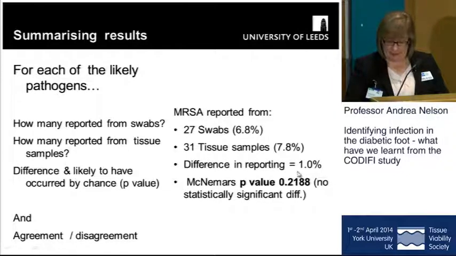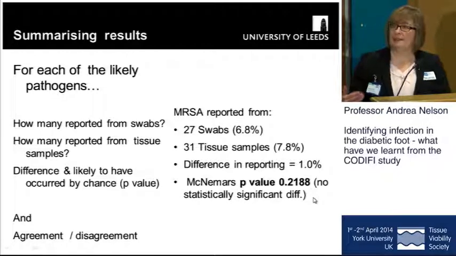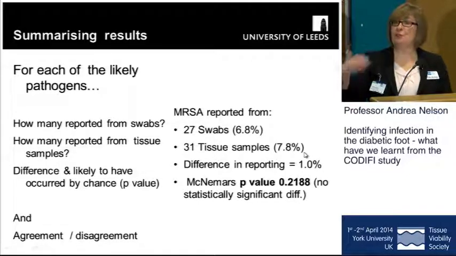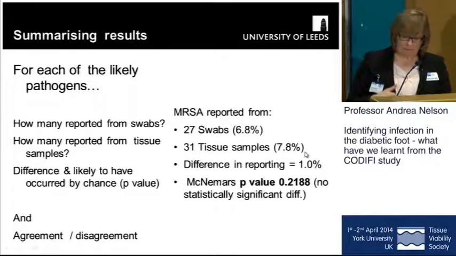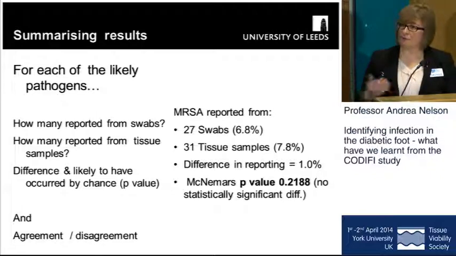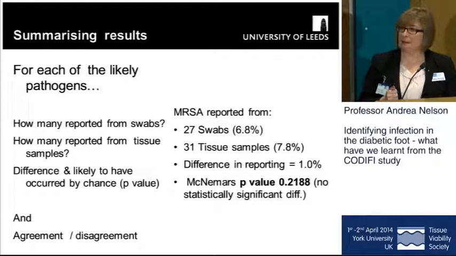And whenever our statistical wizards take that into the dark room and do stuff on the computer, it comes back that the McNemar's p-value, apparently it's a very nice p-value, you'd like him, comes out as 0.2. So that indicates that there's no statistically significant difference in the reporting of MRSA from swabs or tissue samples. So that's how I'm going to present the results. So for MRSA, there was no significant difference between the reporting from swabs and tissue samples.